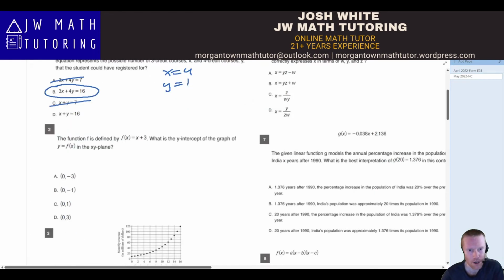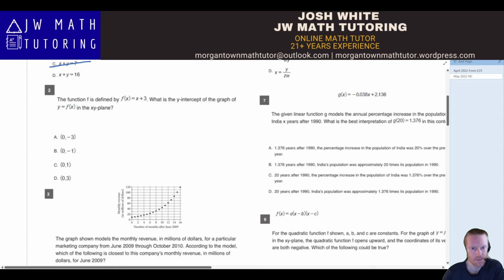Okay, moving on. Next problem, number 2. They're just asking for the y-intercept of this function. If you notice that this is just the equation of a line and it's in y equals mx plus b form, i.e. slope-intercept form, it's just going to be positive 3, if you match those things up. So the correct answer is going to be letter D.